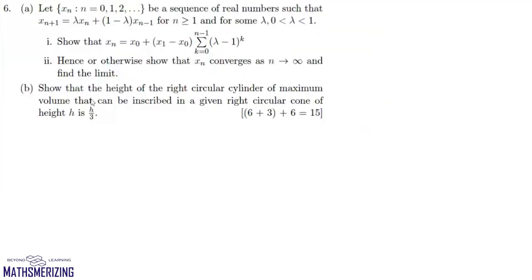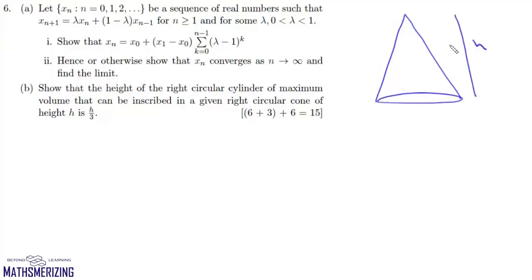Now question number 6, second part, is: show that the height of the right circular cylinder of maximum volume that can be inscribed in a given right circular cone of height h is h by 3. So we are given this right circular cone, its height is h, and suppose the radius is small r. Now we have inscribed a cylinder within this cone.